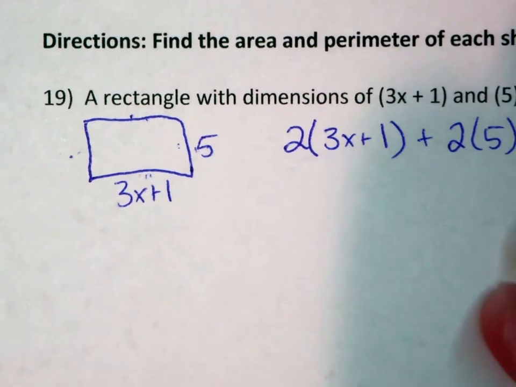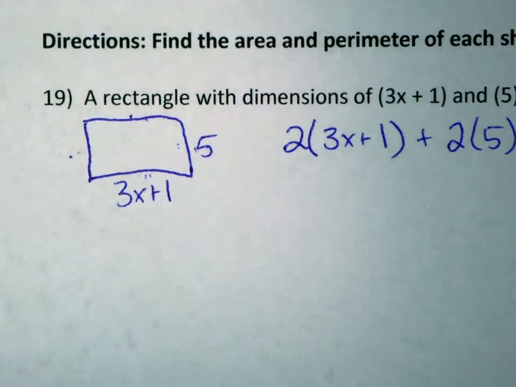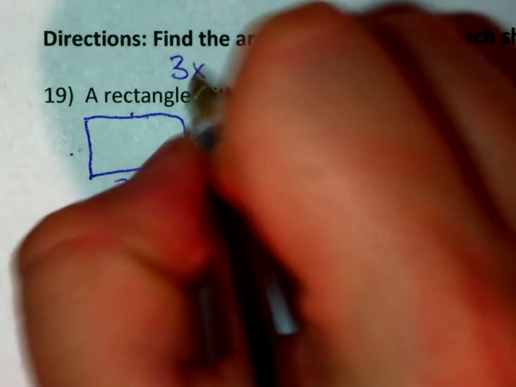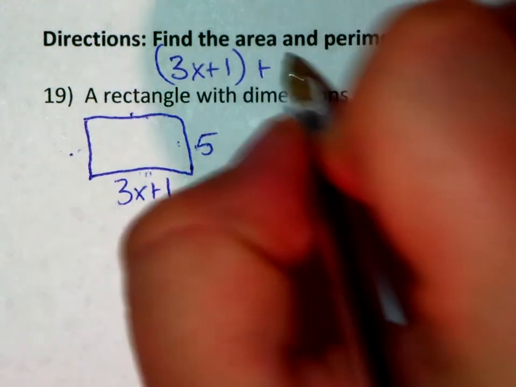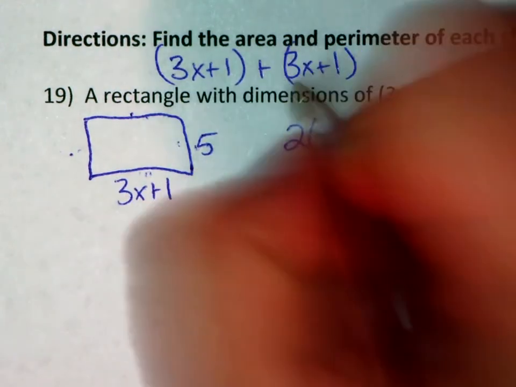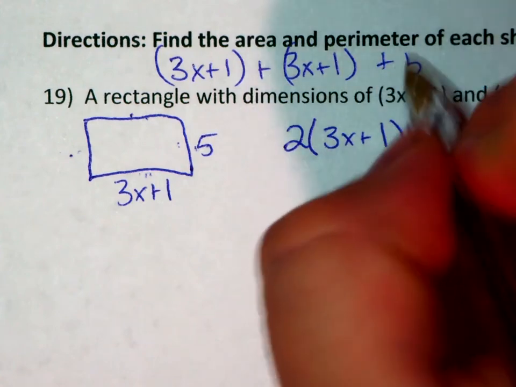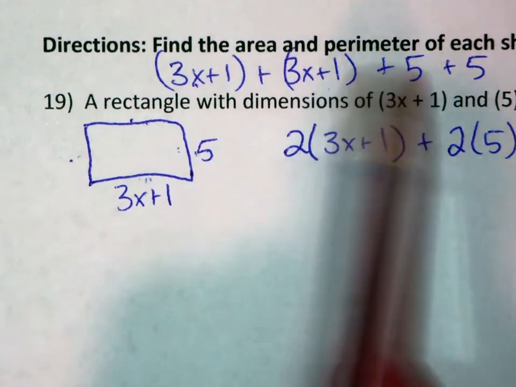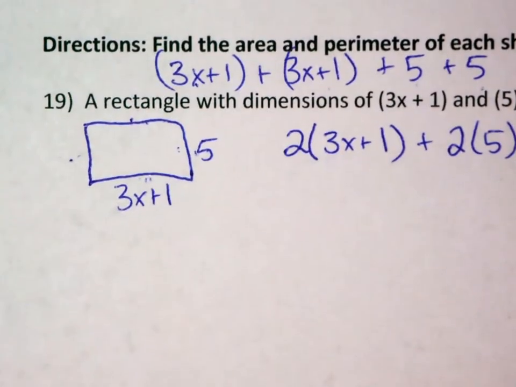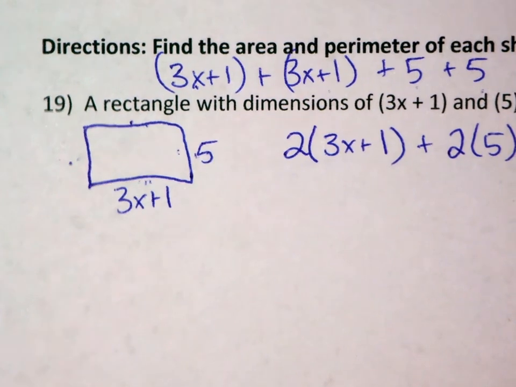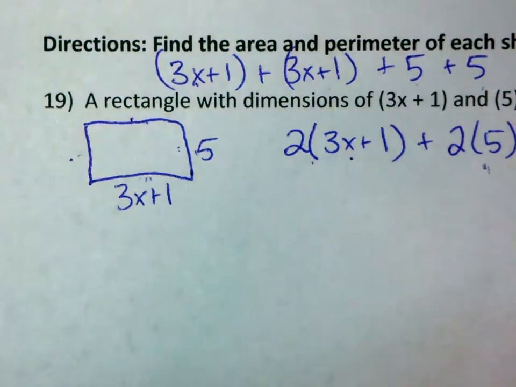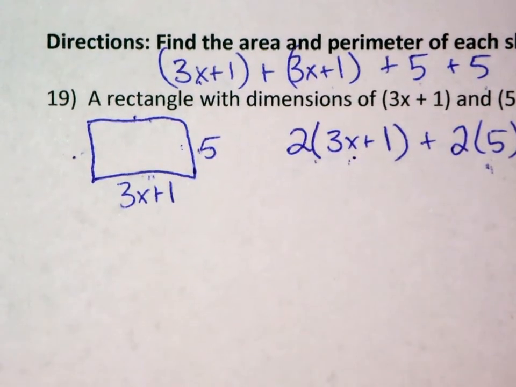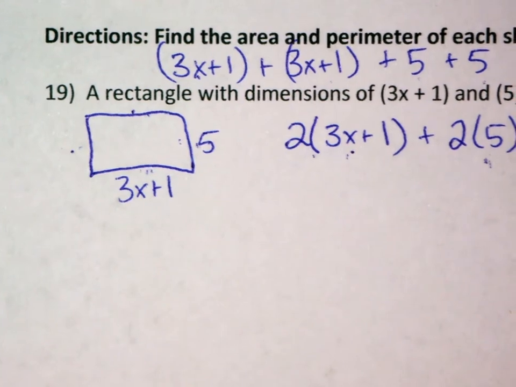And if this concept still is somewhat confusing to you, you are more than welcome to write out the entire expression. 3x plus 1 plus 3x plus 1 plus 5 plus 5. Because that would represent my bottom, my top, my left side, my right side. And then I could combine like terms and simplify. But this process down here, recognizing that there are two sides that are the same for both of these terms, I think will serve you better in the long run.